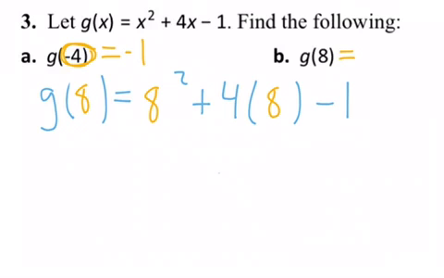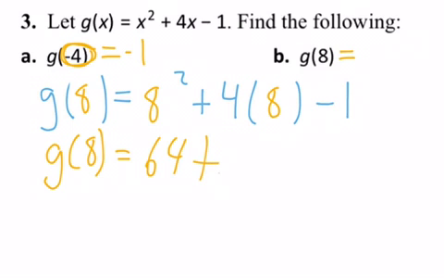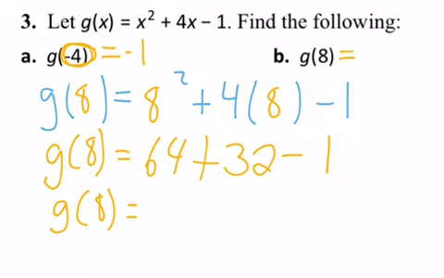Now let's solve for g of 8. So g of 8 will equal 8 times 8. 8 squared would be 64. Plus 8 times 4 will be 32 minus 1. Now, based off the order of operations, we will add before we subtract, moving left to right.